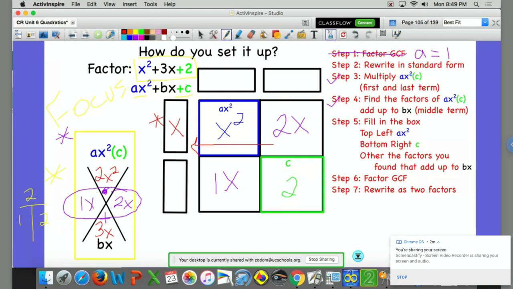Then you're going to go to the bottom row. So you have 2 and you have 1x. Well, they don't share an x and they don't share a 2. So the GCF between 1x and 2 is simply going to be 1. Then we have to go up and do this column.